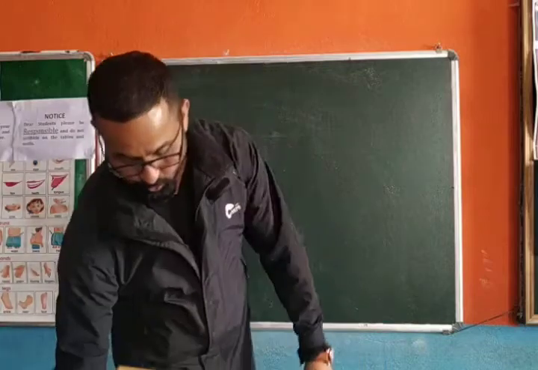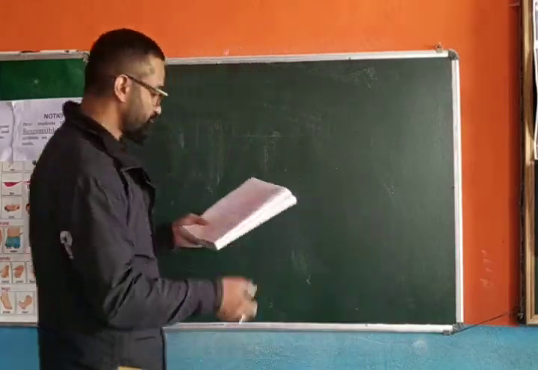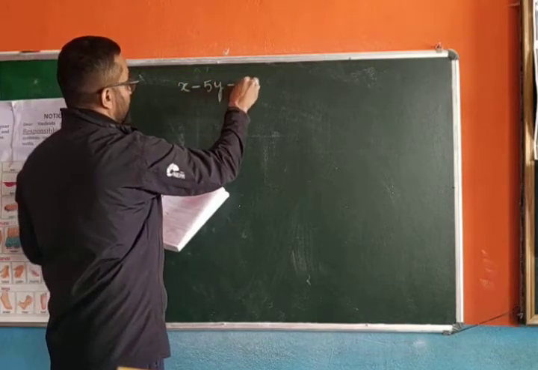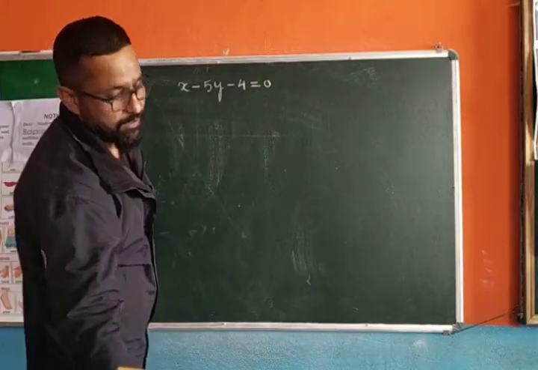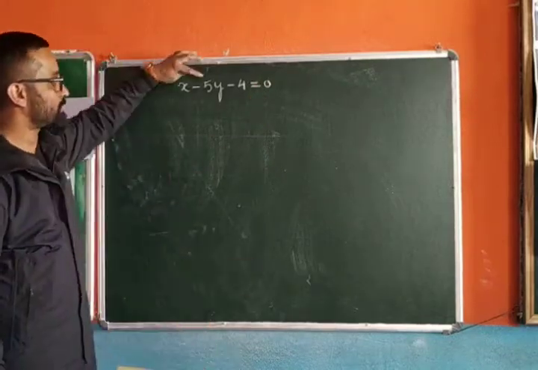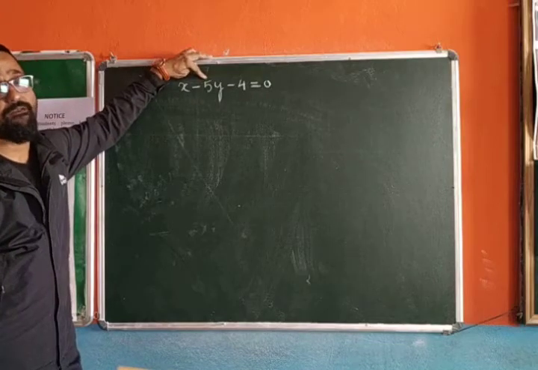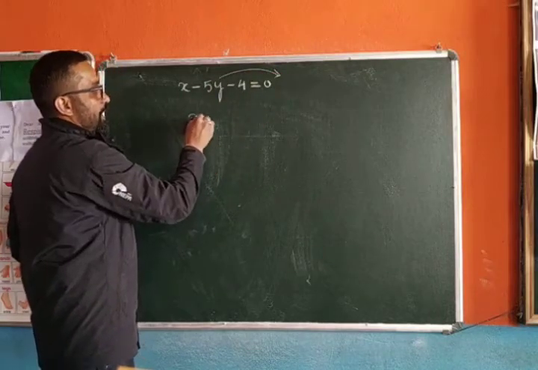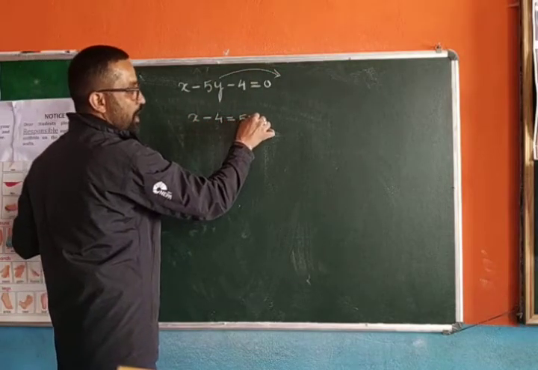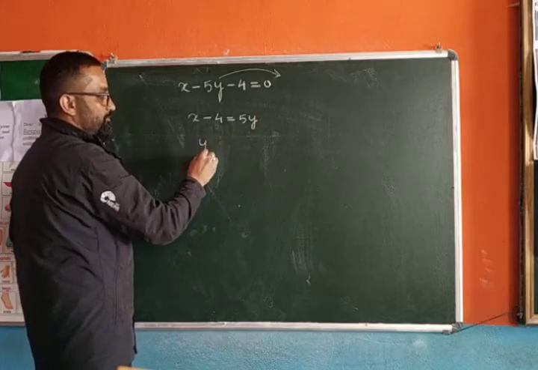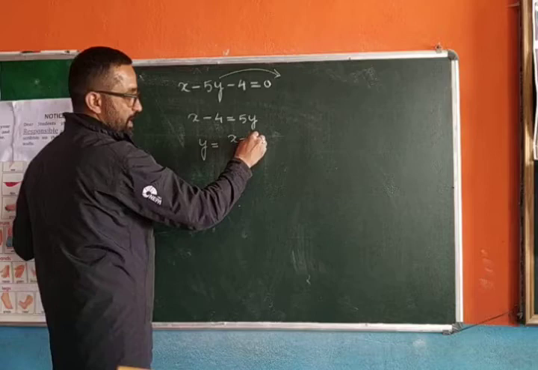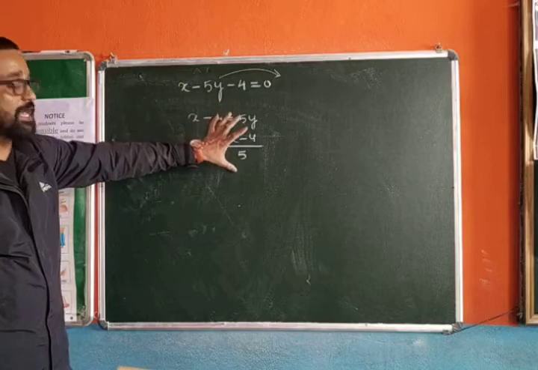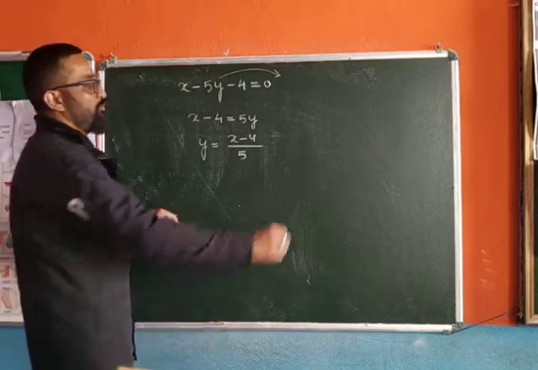Slightly confusing question. Look at this. Suppose you have x minus 5y minus 4 is equal to 0. In the given equation, look at the sign of y. It is minus 5y. So we take y directly to the other side. x minus 4 is equal to 5y. Make y the subject of the formula. y is equal to (x minus 4) divided by 5. You do the division. Now this calculation you should be careful with. We make a table.